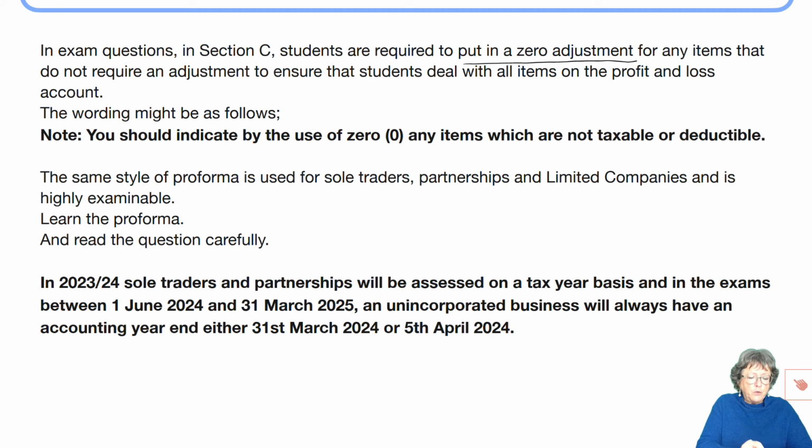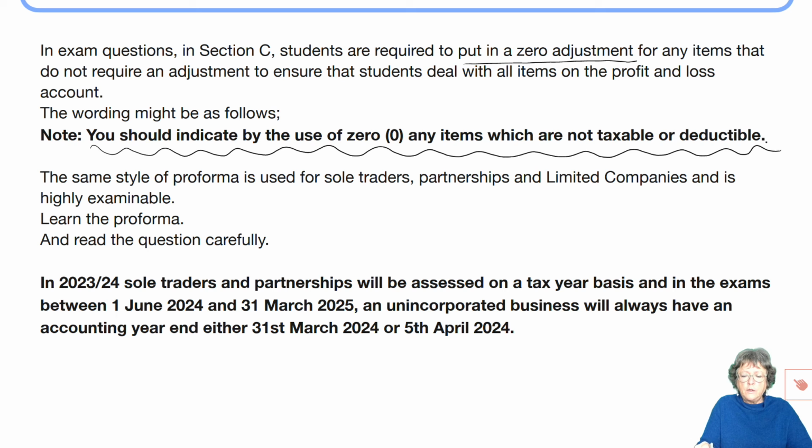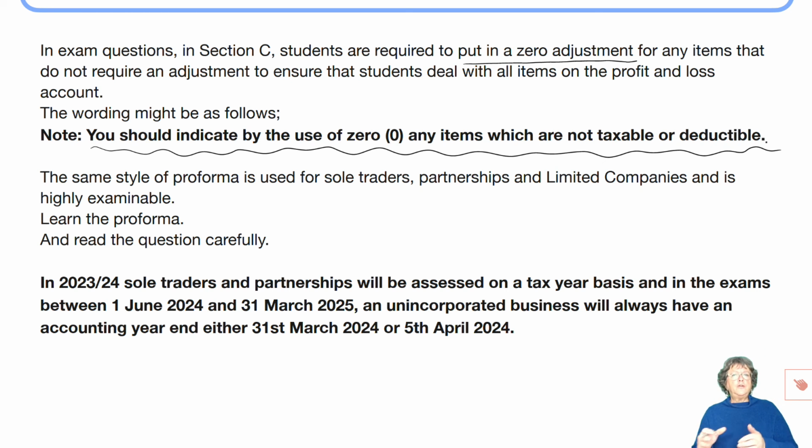Okay, this is the wording you will see. You should indicate by use of a 0 any items which are not taxable or deductible. Okay, it's highly examinable. Learn the pro forma and read the question carefully.